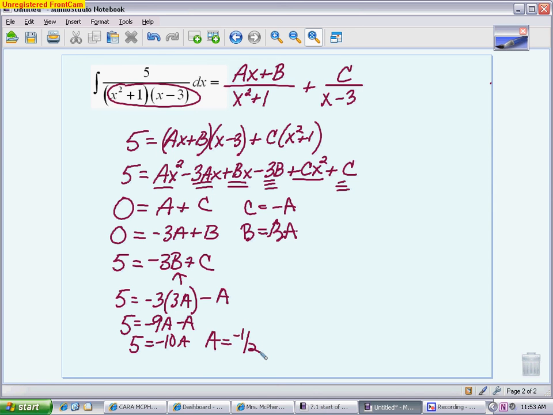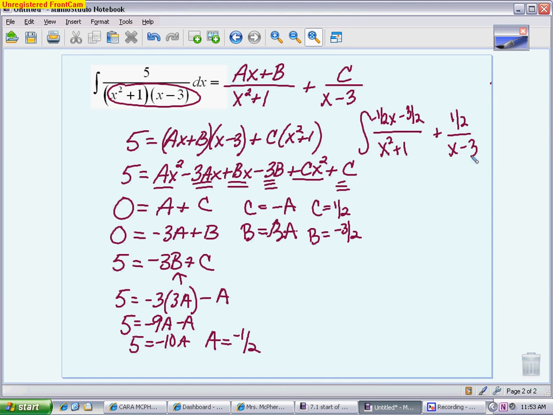Now that I know that, I can come back up here and say that c has to equal +1/2, and b has to be equal to 3 times -1/2, so -3/2. So already you can see this problem is a little more involved because of the work it takes to find the unknowns. Now when we set up our integral, now that we know what a, b, and c are, we'll have the integral of (-1/2 x - 3/2) over x squared plus 1, that's plugging a and b back in, and then plus (1/2) over x minus 3.